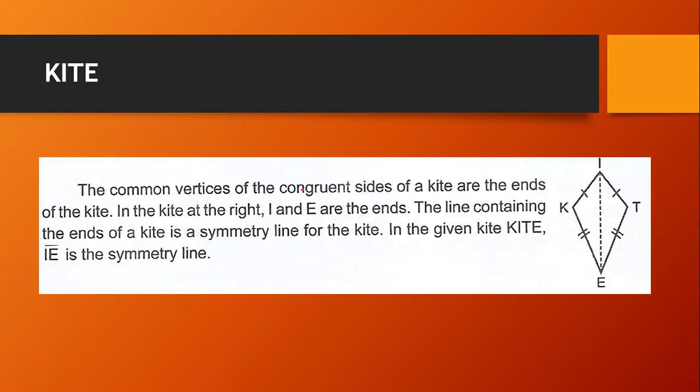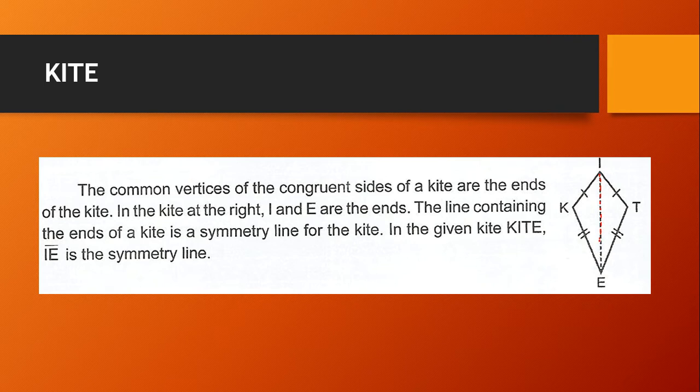The common vertices of the congruent sides of a kite are the ends of the kite. In the kite at the right, as you can see, I and E are the ends. So I and E are the vertices. Okay? The line containing the ends of a kite is a symmetry line for the kite. So as you can see, there are dashed lines, no? So that represents the symmetry line for the kite.